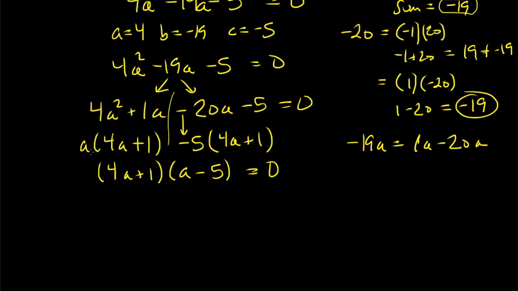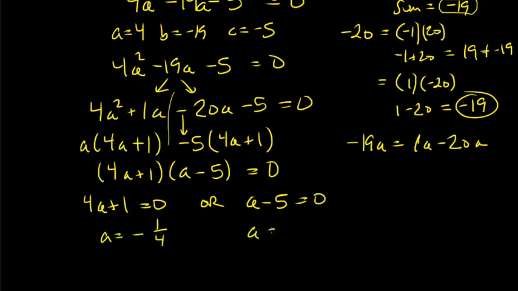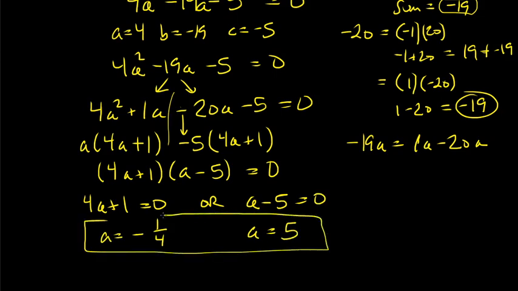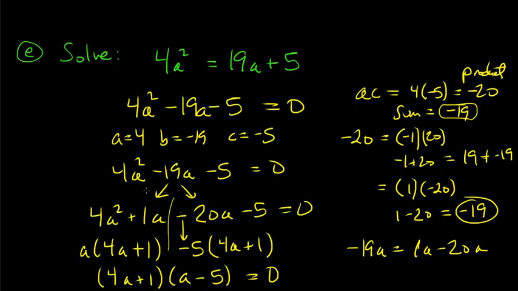Again, don't stop there. Now we just have to set the factors equal to 0. So 4a plus 1 equals 0 gives you a is negative 1/4. And a minus 5 equals 0 gives you a equals positive 5. And those are the solutions. Okay.